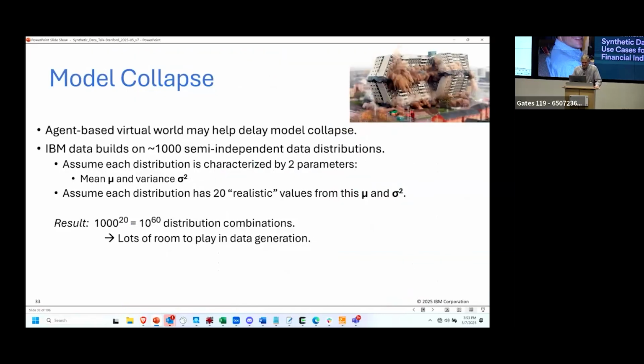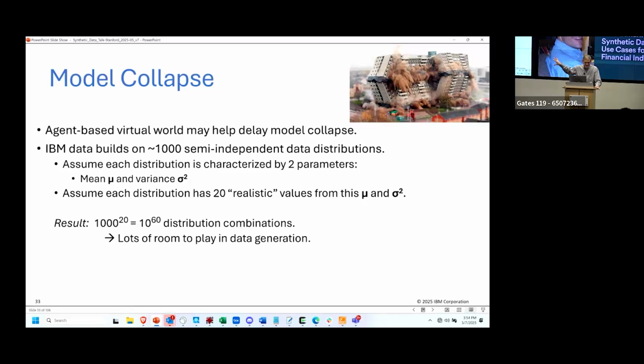I think another interesting direction that this approach may help with is model collapse. I've mentioned a lot of the entities, people, companies, criminals. They're based on a large number of distributions. They're not all independent, but still on the order of 1,000 distributions. And if from those 1,000 distributions, say it's normally distributed, you might get 20 realistic values. Well, 1,000 to the 20th is 10 to the 60th. So that's a lot of room to play with different spaces, different things that could happen. And so maybe this helps with the model collapse thing.